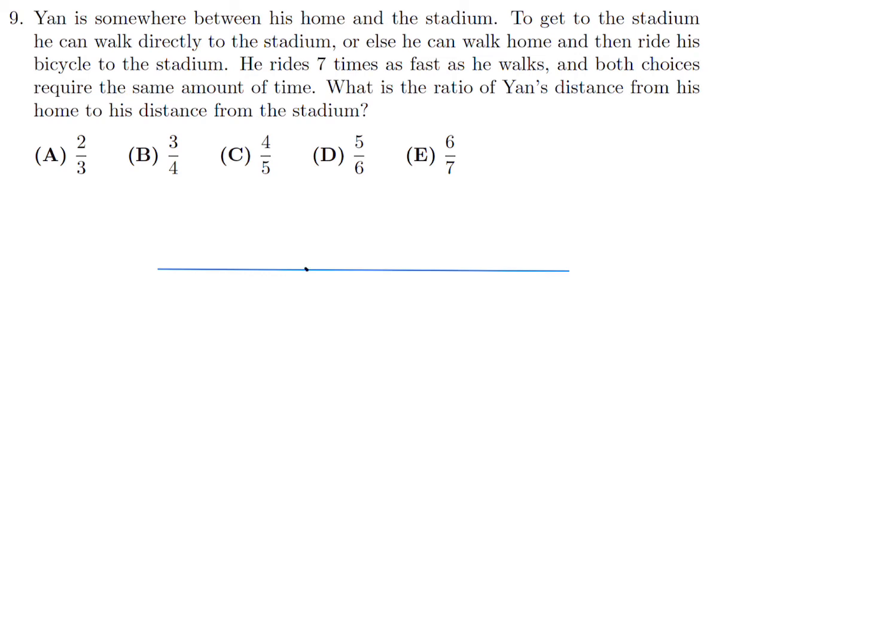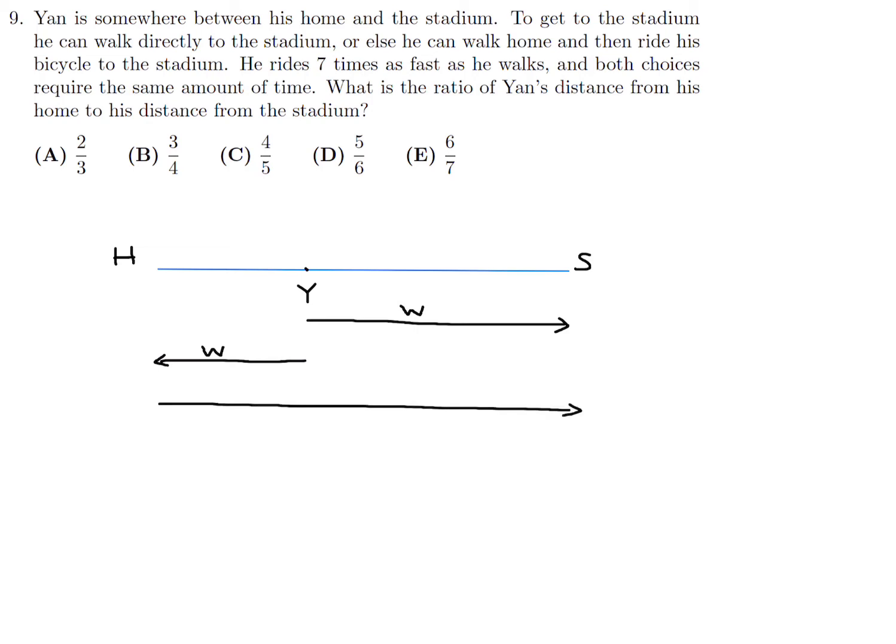So Yan is somewhere, I don't know where he is, let's just say he's there, and the home is here and the stadium is here. So he's got a couple choices. The first choice is to just walk to the stadium, walking, W. The other choice is to go home first, walking, and then get on his bike and ride all the way to the stadium, like that. And both of these require the same amount of time. So here we go. Speed is equal to distance over time, and therefore time is equal to distance over speed.